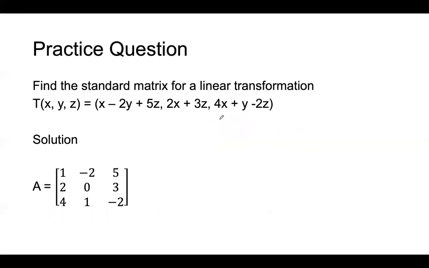Now find the standard matrix for this transformation. We have the transformation and we just extract those coefficients essentially: 1, -2, 5, and then here we have 2, 0, 3, 4, 1, and -2. We're just extracting that information, because you would see if you multiply x, y, and z, we would get this. So it's back to those equations. It's the same concept repeated.